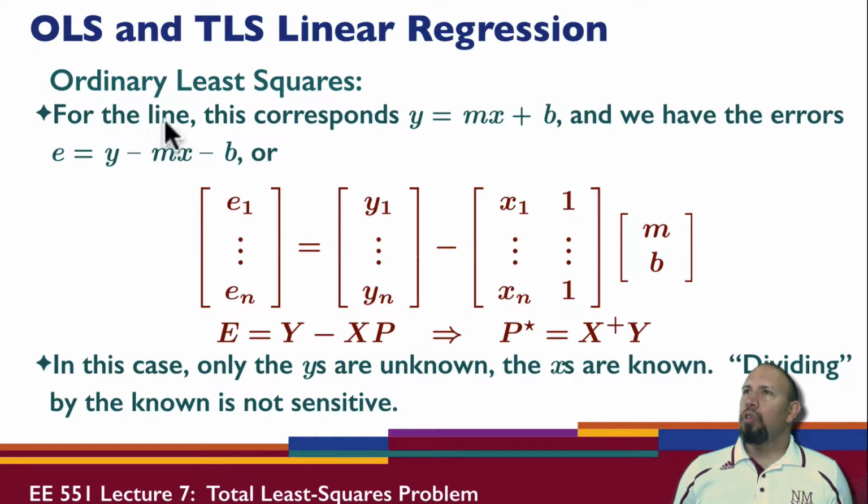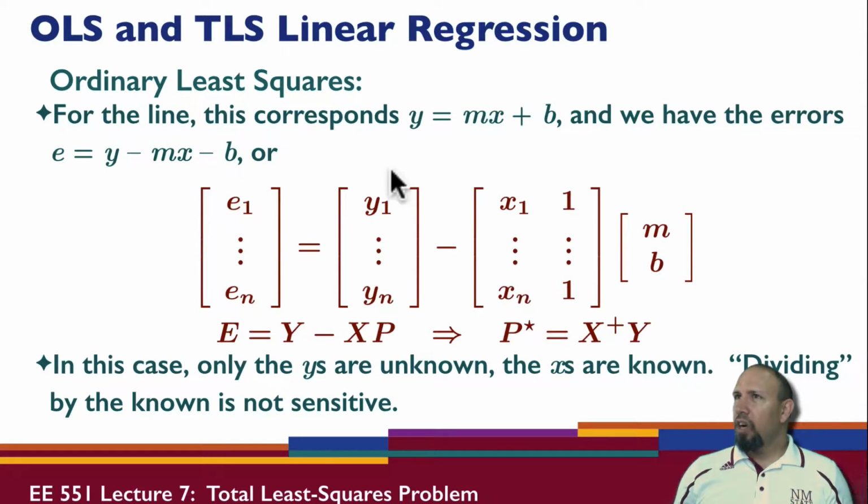Now in the ordinary least squares, for this line, y is equal to mx plus b, we have the error y minus mx minus b. Okay, so the error can be written this way, y minus Xp. And we've seen that the least squares solution is the pseudo-inverse of X times y. The pseudo-inverse of X, we can kind of think of that as dividing. It's not exactly dividing, but it's kind of like dividing by x.